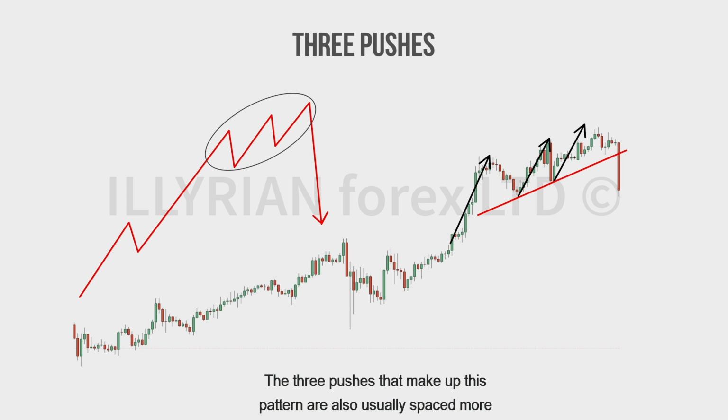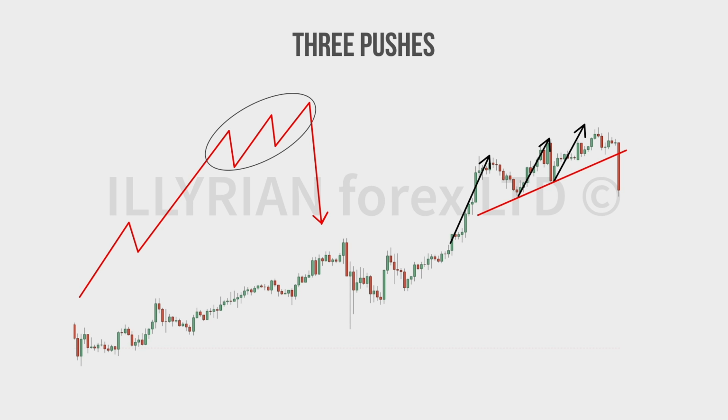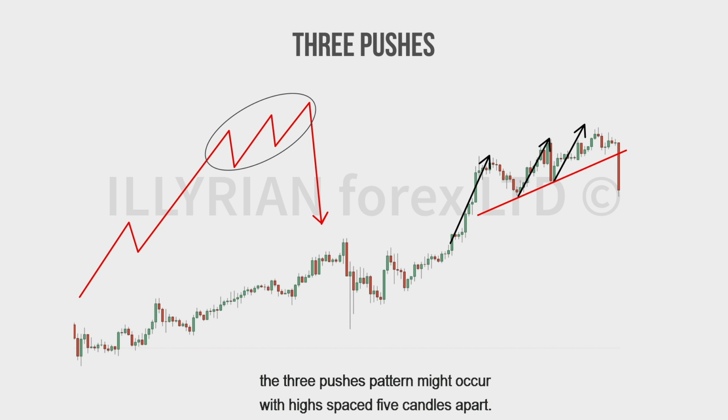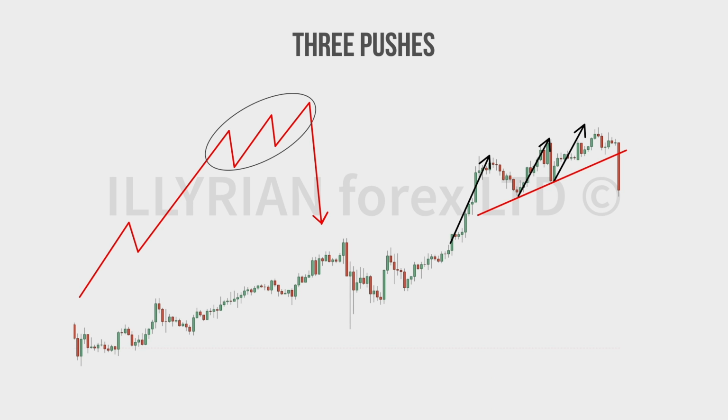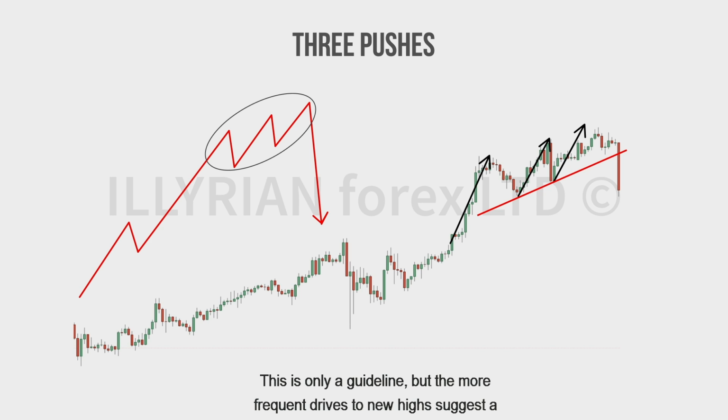The three pushes that make up this pattern are also usually spaced more closely than most of the other highs in the trend, indicating that the pace of trading activity has accelerated. For instance, if a market has been making new highs on the trend every 15 candles, the three pushes pattern might occur with highs spaced 5 candles apart. This is only a guideline, but the more frequent drives to new highs suggest a certain franticness on the part of buyers. This chart shows a classic example of this pattern.